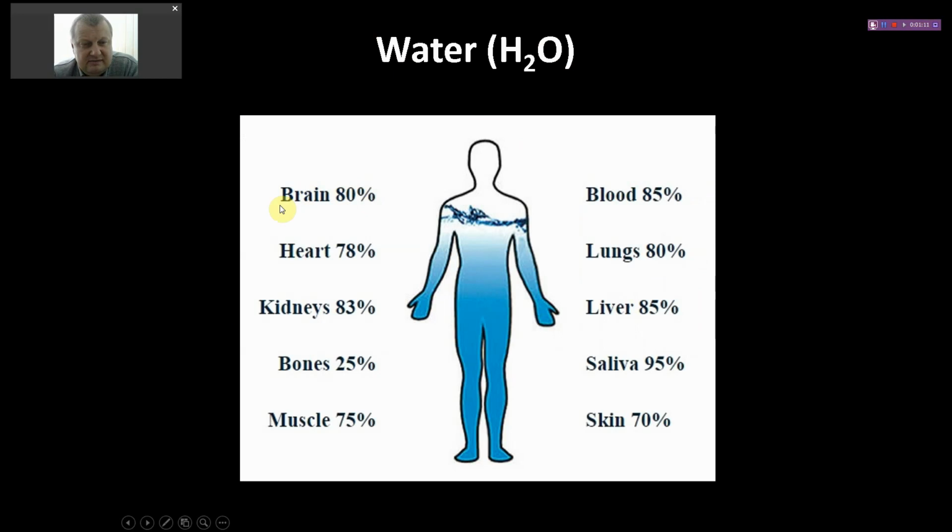Brain consists approximately 80% of water. Heart approximately 78%, and other organs, the water content you could see on this slide. Saliva 95, skin 70%.